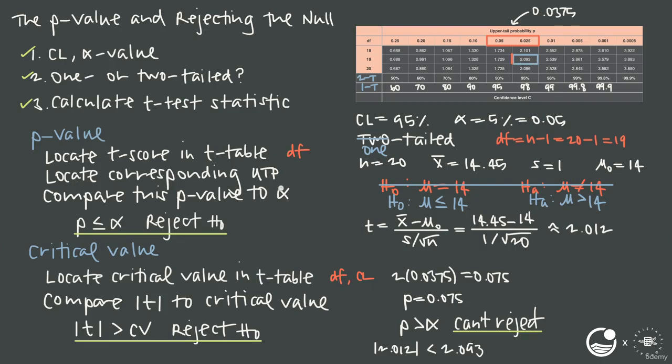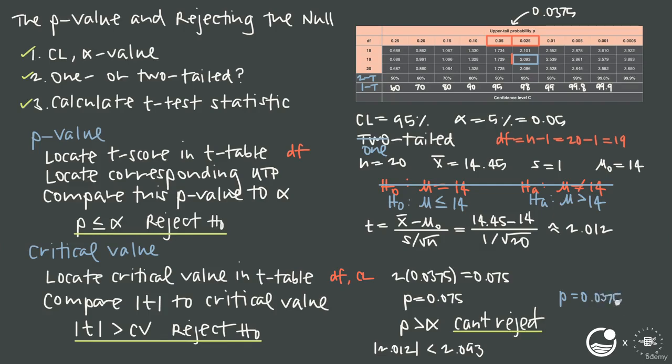We locate the corresponding upper tail probability, so we come up here to the top. Because we're in between these two values, we're in between these two upper tail probability values, 0.05 and 0.025. So if we pick a value that's exactly halfway between those two, we pick 0.0375. But because we're only running a one-tailed test, we do not double this value like we did before when we were running a two-tailed test. Now we keep the p-value as just 0.0375.